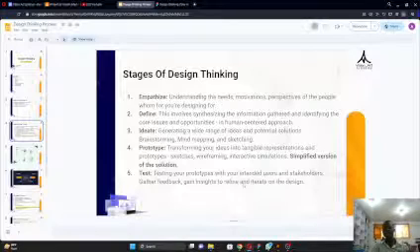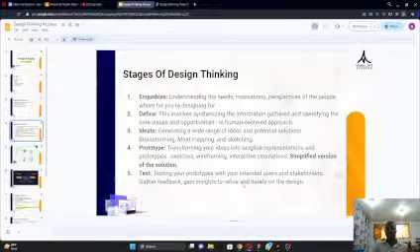Then we have the stages of design thinking. Design thinking is an approach. I said it is an iterative approach. It's also a creative approach and a practical approach. This is what explains it well. The first stage is empathize, from the word empathy. It means trying to understand people, right? Trying to put yourself in their shoes to understand the frustrations, the challenges they are actually facing.